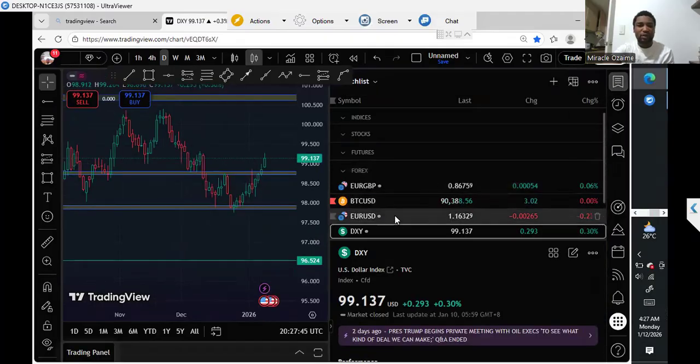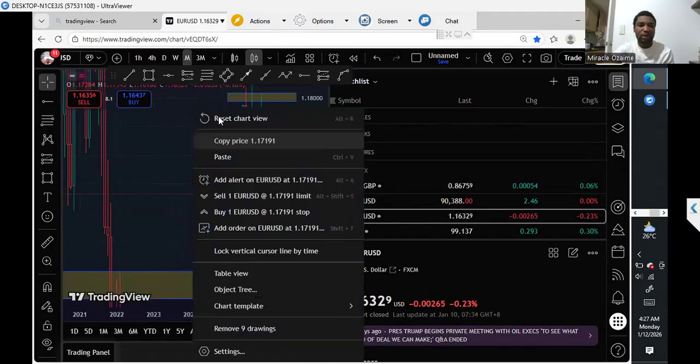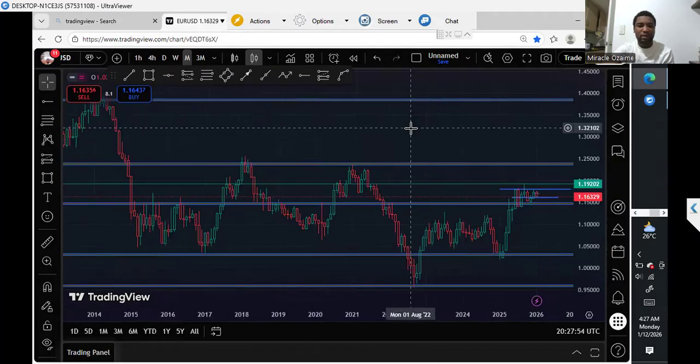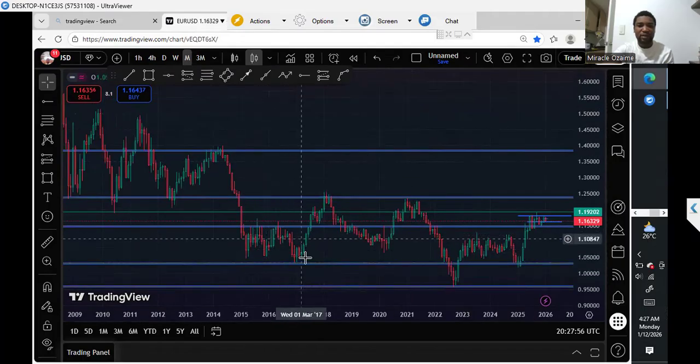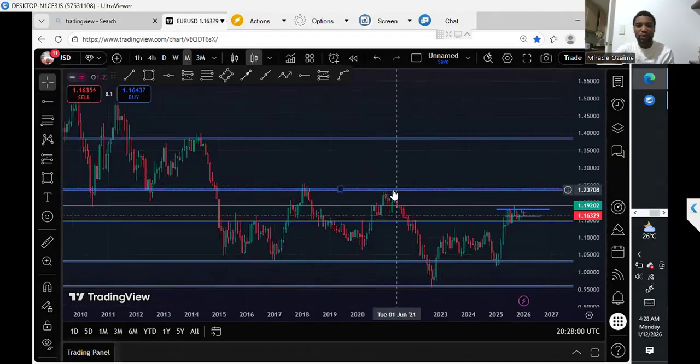Euro USD on the monthly time frame. This is what I'm looking at. It's basically the same thing I'm looking at on the monthly time frame. Then this base around this area is what pushed the market to the upside. Then we have a double top around this region, which pushed the market downward.